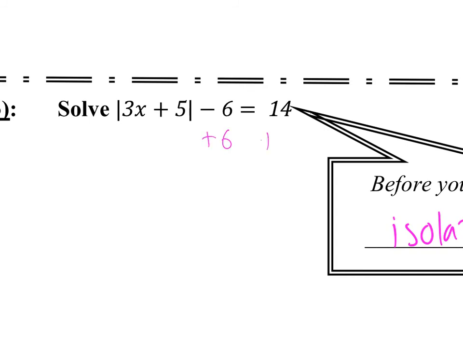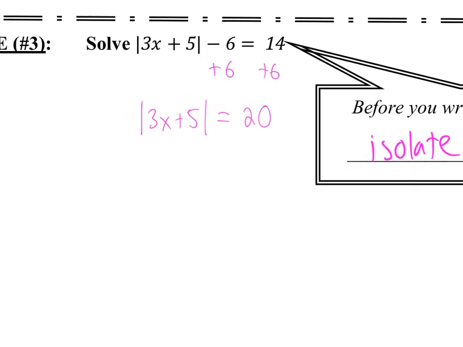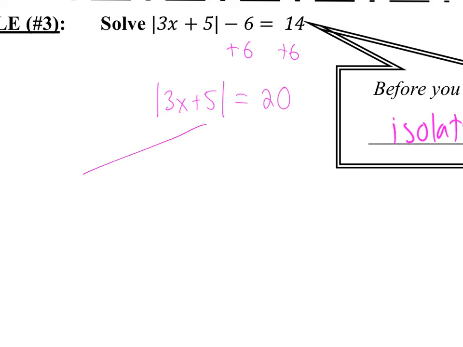So we are going to add 6 to both sides. And now, don't forget the absolute values for now. We're going to write the absolute value of 3x plus 5 equals, and 14 plus 6 is going to be 20. All right, and now we have an absolute value equal to a number, so now we're going to split this up. We're going to write 3x plus 5 equals 20, or 3x plus 5 equals negative 20. That's all we have to do when we're solving absolute values. So we split them in the middle, positive 20, negative 20, and then we solve them.